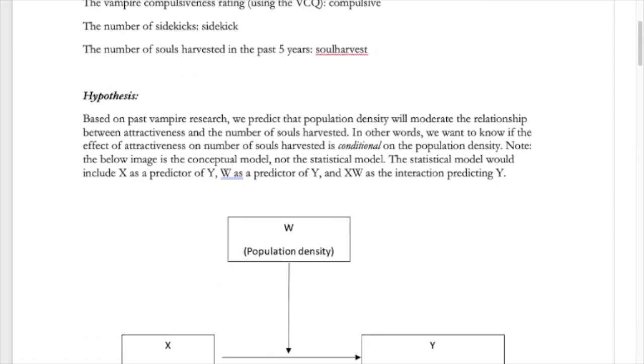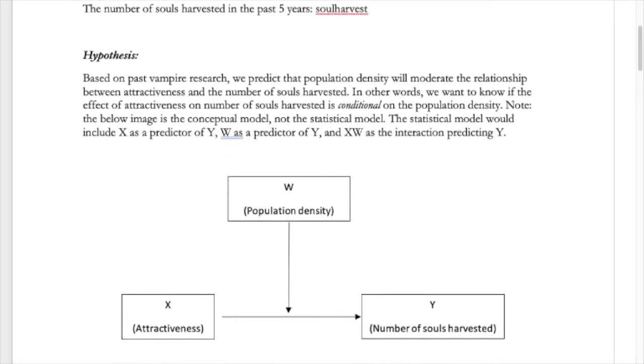So, looking at our model, our hypothesis is we think that population density will moderate or change the relationship between attractiveness and number of souls harvested. So in other words, we're wondering if the relationship between attractiveness and number of souls harvested depends on population density.